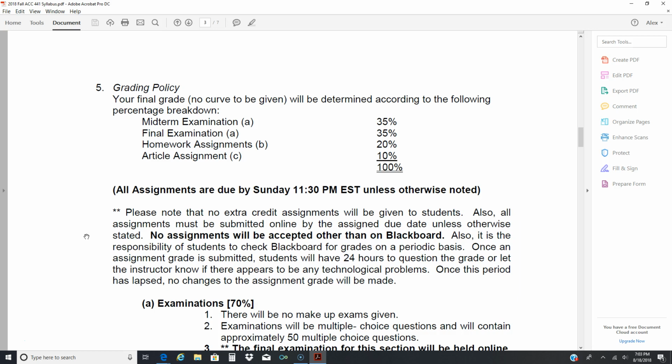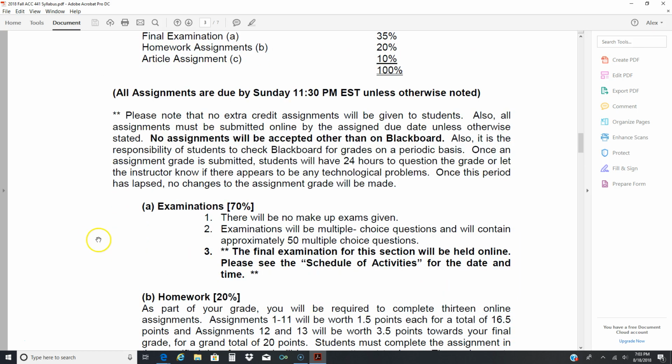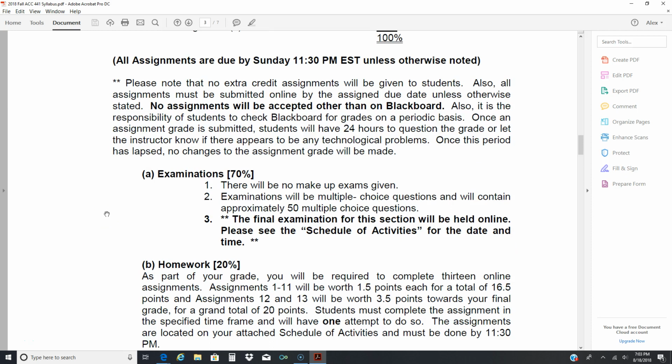Once an assignment grade is submitted, students have 24 hours to question the grade, or let the instructor know if there appears to be something out of sorts, maybe with the technology. After 24 hours, no changes will be made to the grade. Examinations. Examinations are worth 70% of the grade. No makeup examinations will be given, and examinations will typically be 50 multiple choice questions. The final examination for this section will be held online. Please look at the schedule of activities for the date and time.